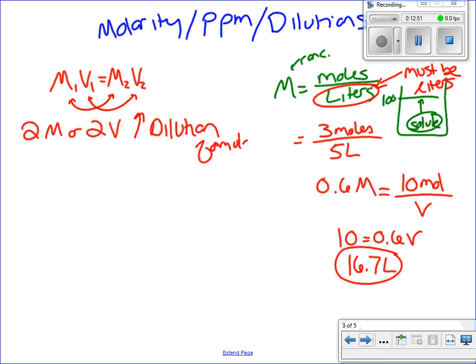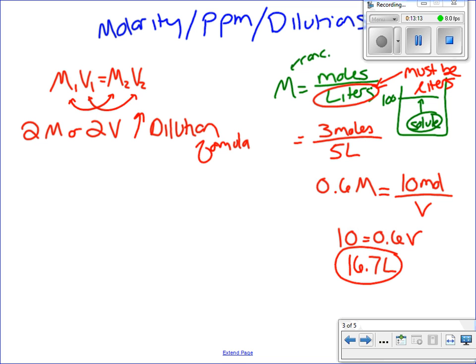If you have moles and liters, you're going to use molarity. If you have a molarity and a volume and you're looking for moles, do not crowbar your molarity formula into moles. Okay? Make sure you know which formula you're supposed to be using.